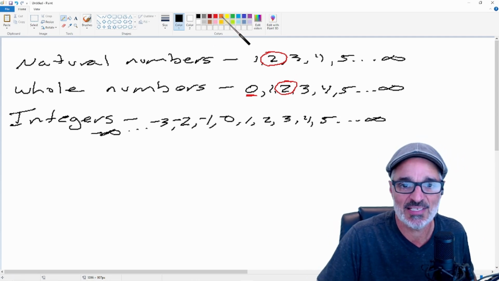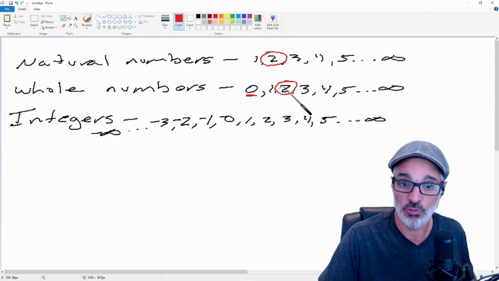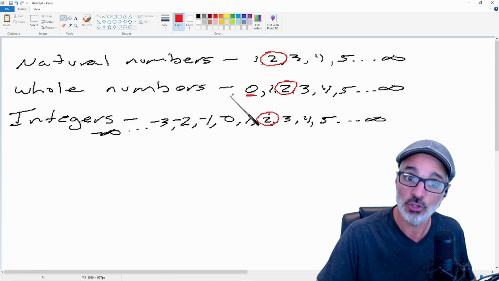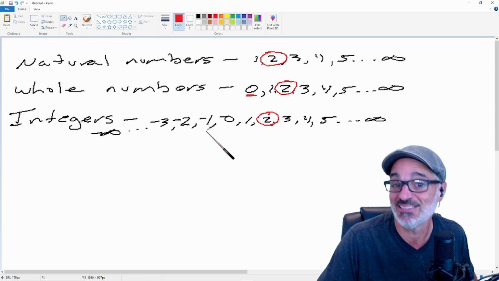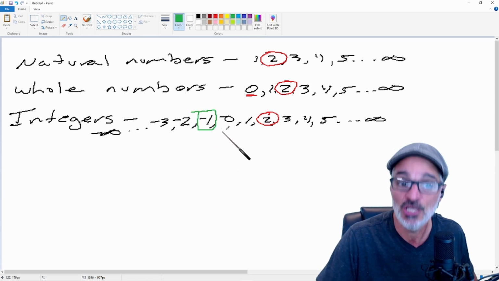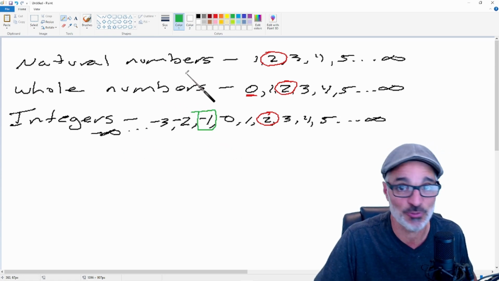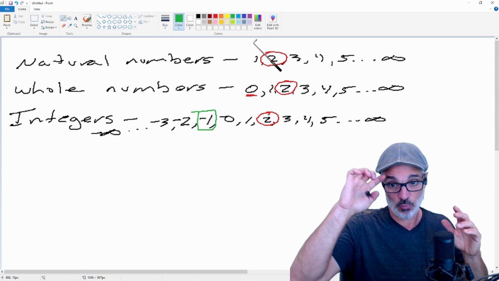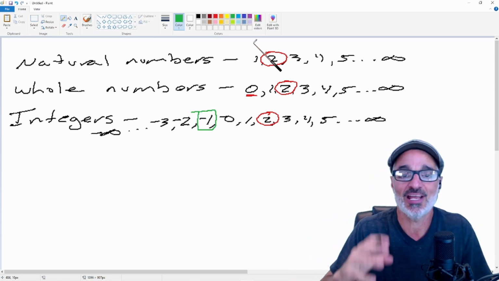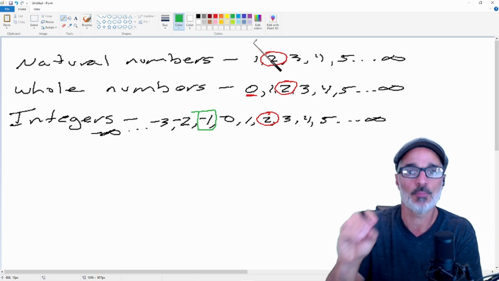So now take a look at this. We use the 2 as an example, right? So if I gave you a 2, you have a natural number, you have a whole number, and you also have an integer, because 2 is in the integers group, it's in the whole numbers group, and it's in the natural numbers group. But if you have a -1, you have an integer, but -1 is not a whole number and it's not a natural number. So you got to be very careful when you see a number and think about what numbers are in which group, and you will be able to decide where that number goes.